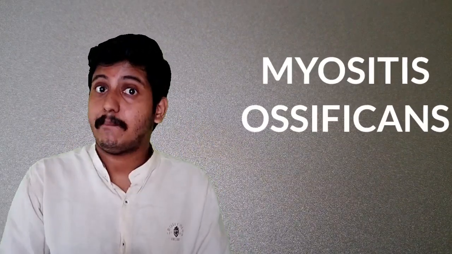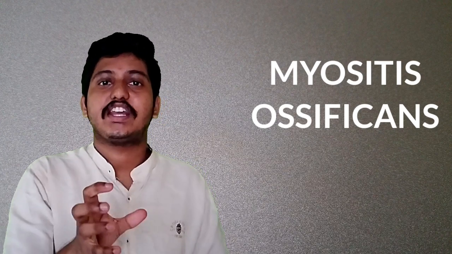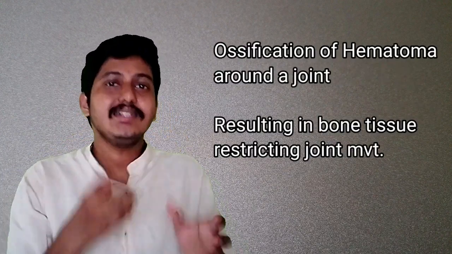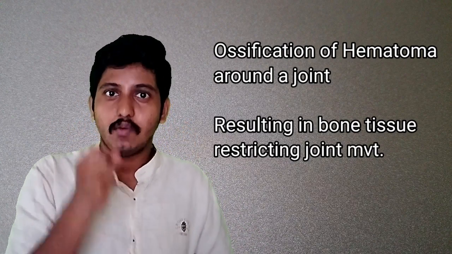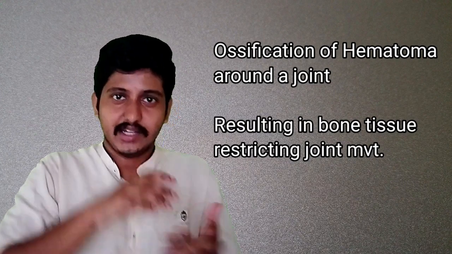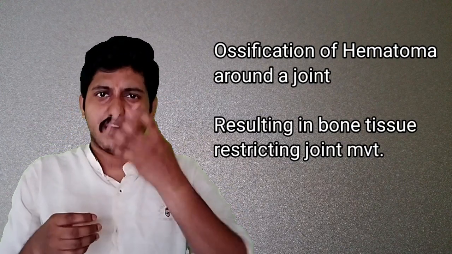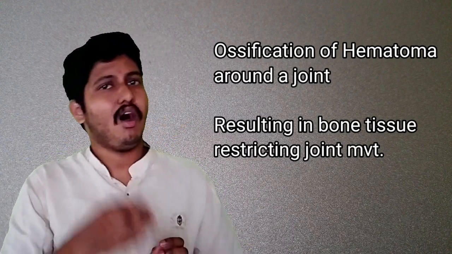So, what do you mean by myositis ossificans? As the name indicates, something is being ossified. What is the one which is ossified? It is the ossification of hematoma which is formed around a joint, and this results in the formation of a mass of bone tissue which restricts that joint movement. It is the ossification of hematoma around the joint, resulting in the formation of some bone which restricts the movement of the joint either partially or completely.